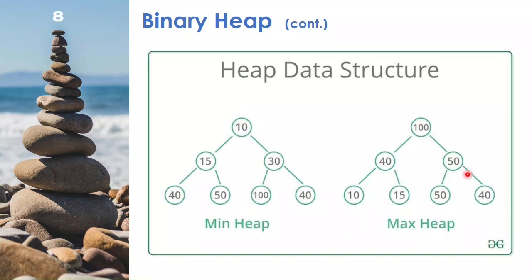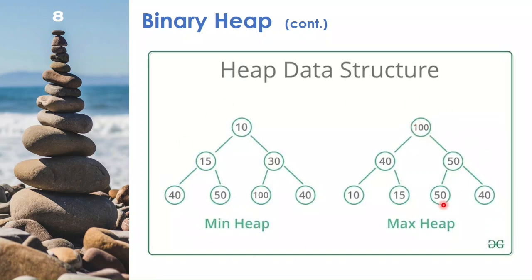Then a max heap, it's the opposite. The parent is always bigger than or equal to its children. A parent bigger than its children, or equal to, no problem, okay? Bigger than or equal to its children. So if you have this property, then the root will end up being the maximum, the biggest element.